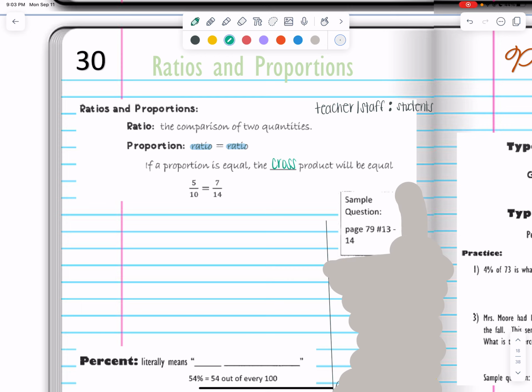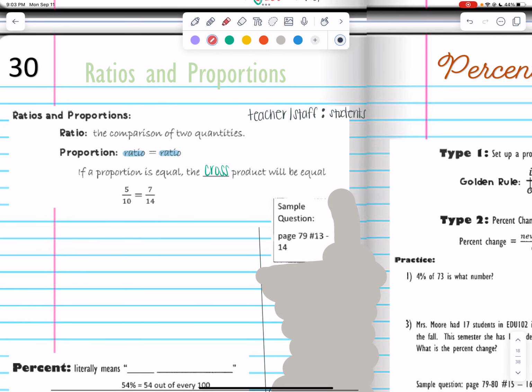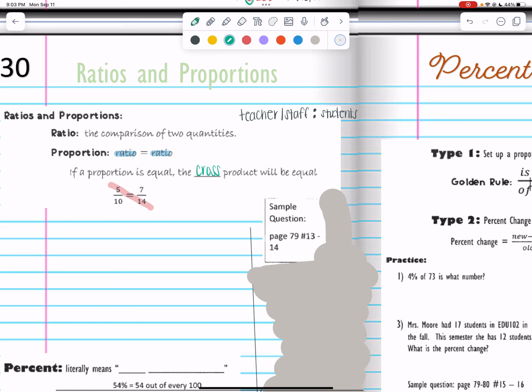So let's check my cross product. So here, cross product means I'm going to multiply on one diagonal. So 5 times 14 is going to give me 70. And I want to know, is that equal to the other diagonal? 7 times 10, which is also 70. And so what that means is this proportion is equal.